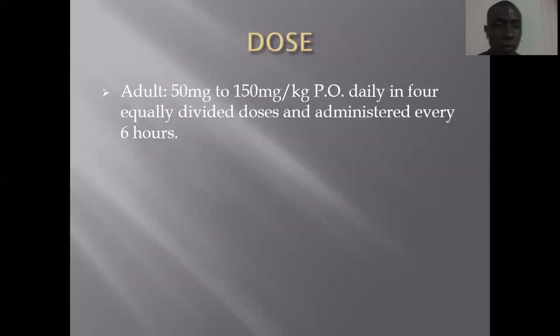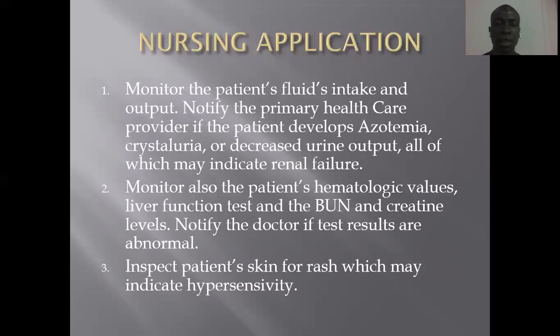Dose: the adult dose is 50 milligrams to 150 milligrams per kg body weight daily in 4 equal divided doses, administered every 6 hours. Nursing application: monitor the patient's fluid intake and output. Notify the primary health care provider if the patient develops azotemia or decreased urine output, which may indicate renal failure. So when the patient's urine output reduces, it can be a sign of renal failure.